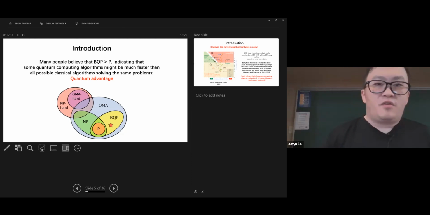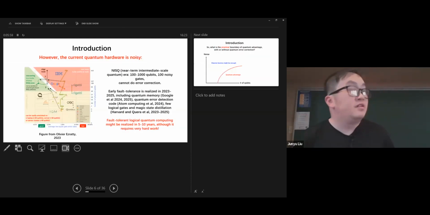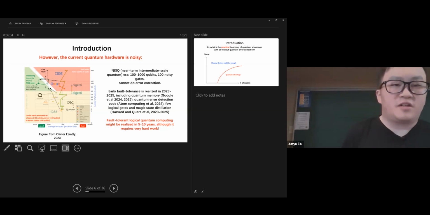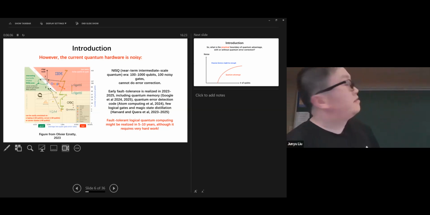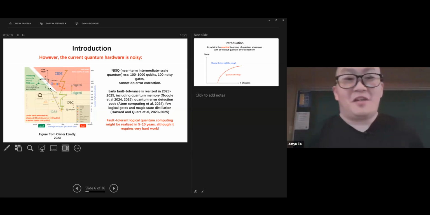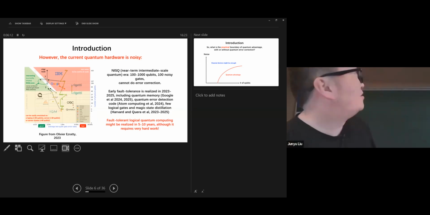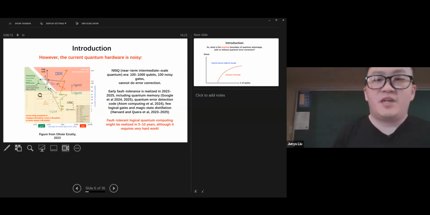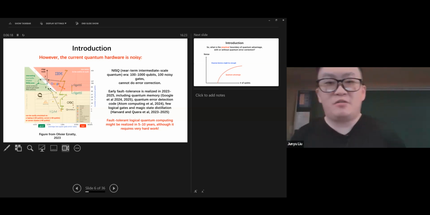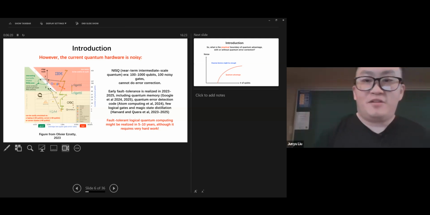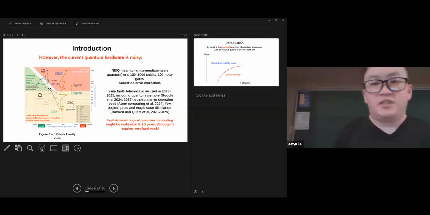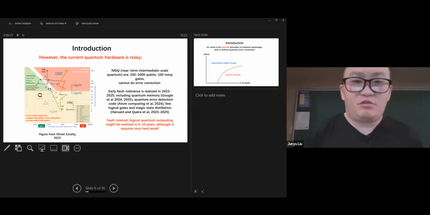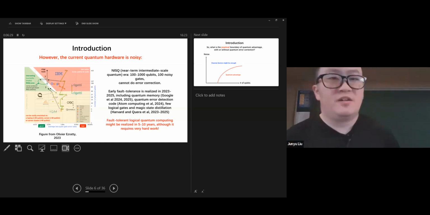However, the current quantum hardware is very noisy. Noise is a significant problem for our current quantum computers. I think we are maybe around the end, or have already ended, the so-called NISQ era, which stands for near-term intermediate-scale quantum era, where we are able to have 100 to 1000 qubits, but we can only apply 100 or maybe up to 1000 noisy gates. And the current devices generically cannot do error correction fully.